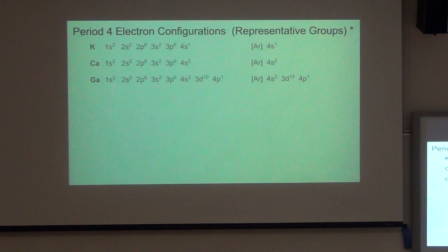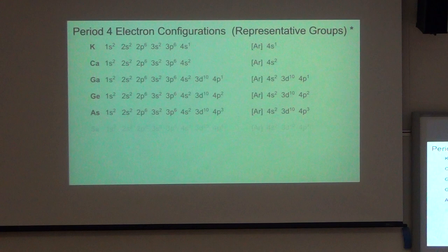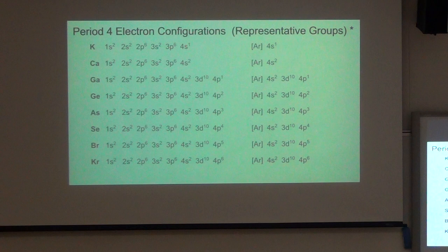As we keep going, we go through germanium, arsenic, selenium, bromine. Last is going to be krypton. So it's still a very similar pattern. The only thing that's different now is that we had to throw that 3d in there. But when we look at the actual outer energy level, the period that we're in, it's still the same. The s's are the same, and the p's are the same. So we still have that same pattern, and that continues for all of those groups on the periodic table: Group 1A, 2A, 3A, 4A, down to 8A. Any questions about that?